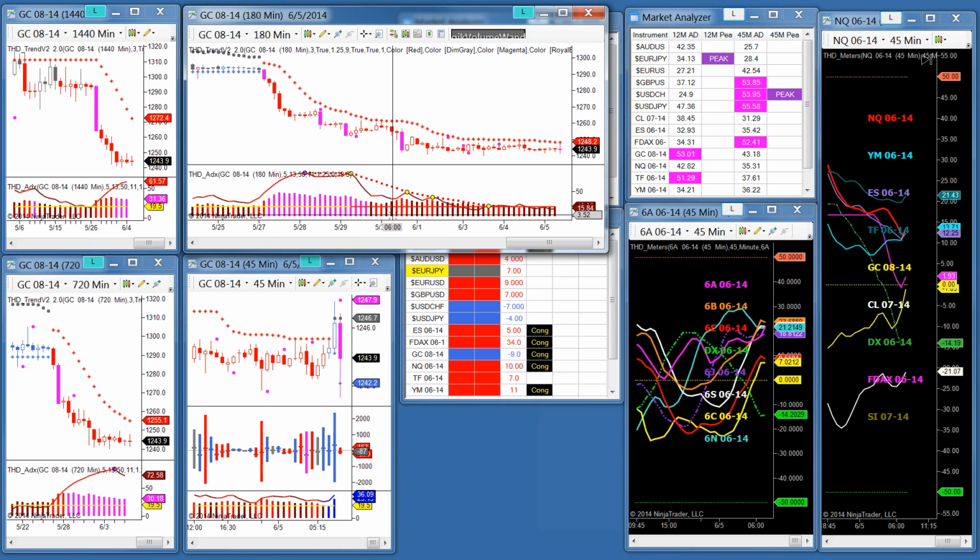Anytime the histogram bars are a dark color, that means one of two things. Either the market is not trending or the ADX line is decreasing. Okay?